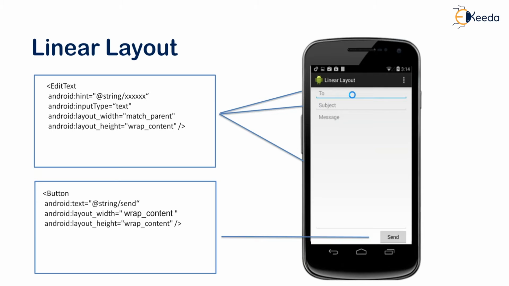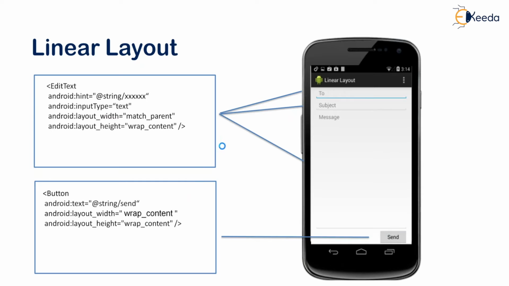So what are the views? We have simple views. The first field is to enter the email address of a recipient, then a subject to enter the subject line, a message box to enter the message to the user, and a send button. So totally how many views are there? 1, 2, 3, 4. Four views are required, four children. Out of these four, two, subject and message, are edit texts. We already discussed how to add an edit text to a layout, and one more button.